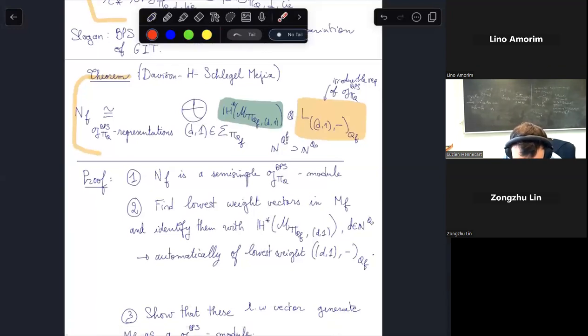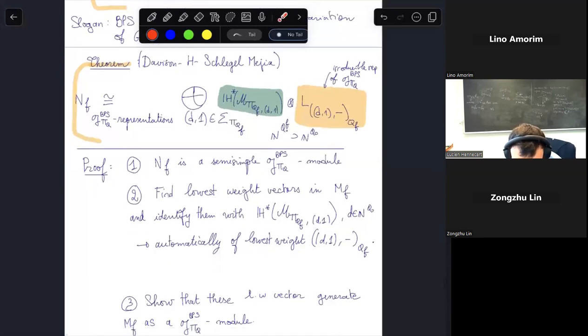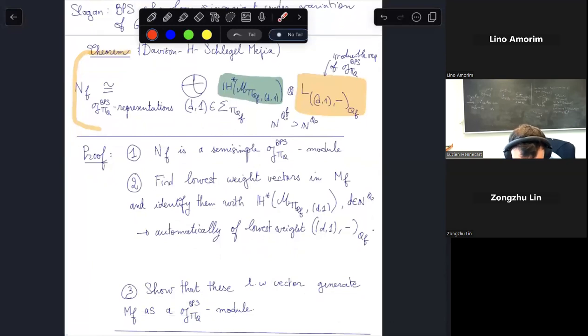So how do you find such a decomposition? This decomposition tells you that in particular this representation is semi-simple, because it's a direct sum of simples. So you want to prove that NF is a semi-simple representation of this huge BPS algebra for PQ. Then once you know it's semi-simple, the only thing you need to do is to find the lowest weight vectors in NF, and you need to identify them with this intersection cohomology for any D.